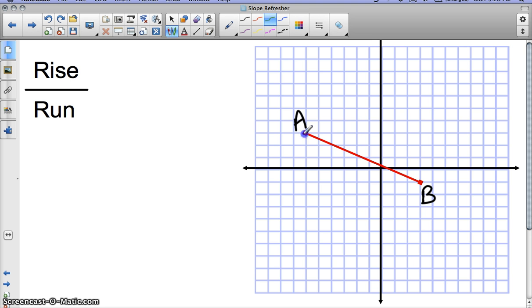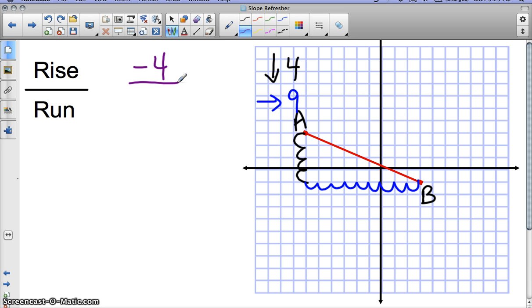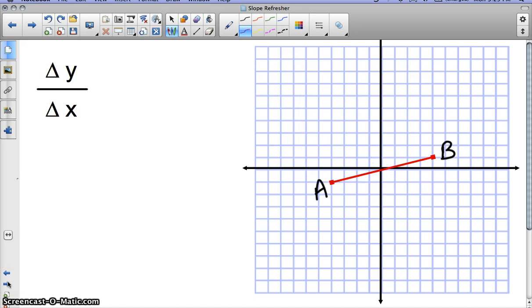So again, up and down first, so we're going 1, 2, 3, 4. So we went down 4, and now we're going to head over. We're going to go 1, 2, 3, 4, 5, 6, 7, 8, 9 to the right. So when we rewrite our slope, we went down 4. So remember, down is a negative, so we've got negative 4. And we went to the right 9, so it's a positive 9. So our overall slope is negative 4 over 9. Pretty simple stuff? Alright.